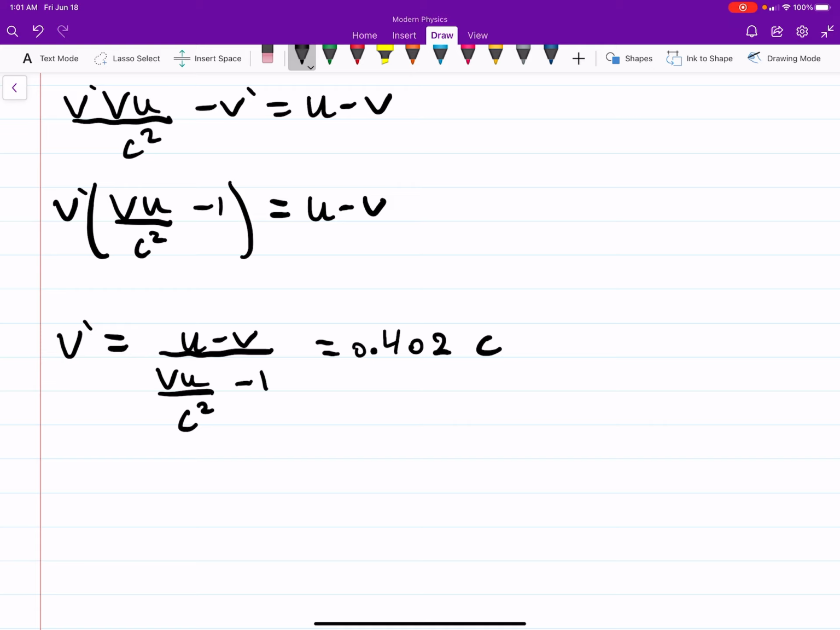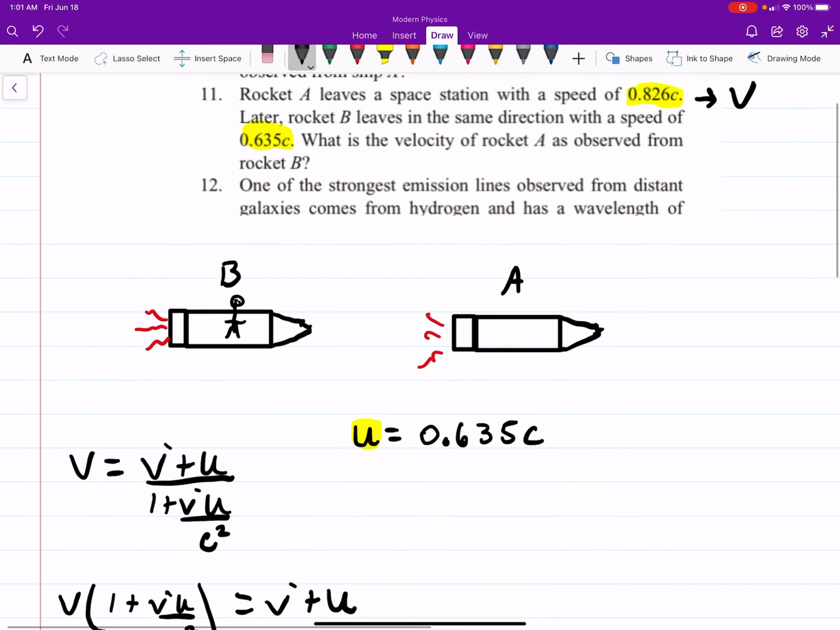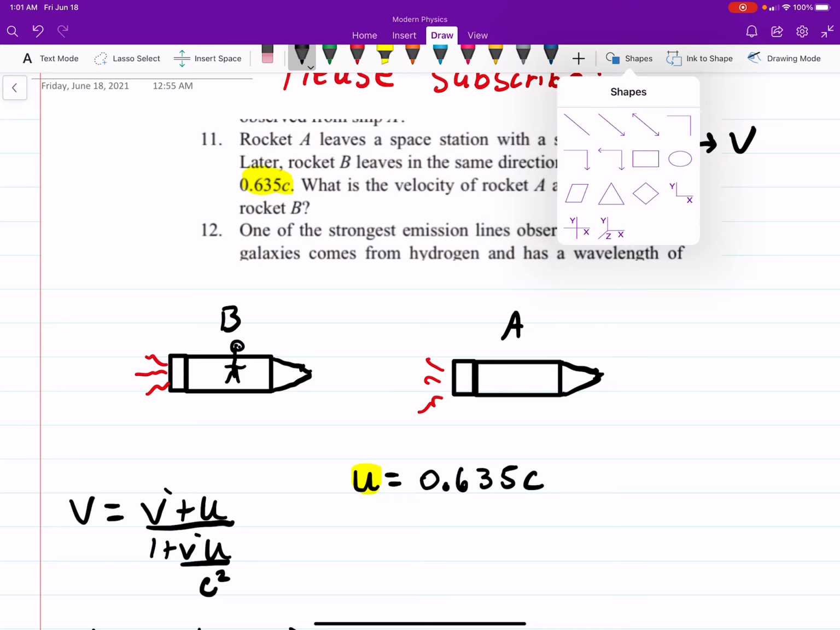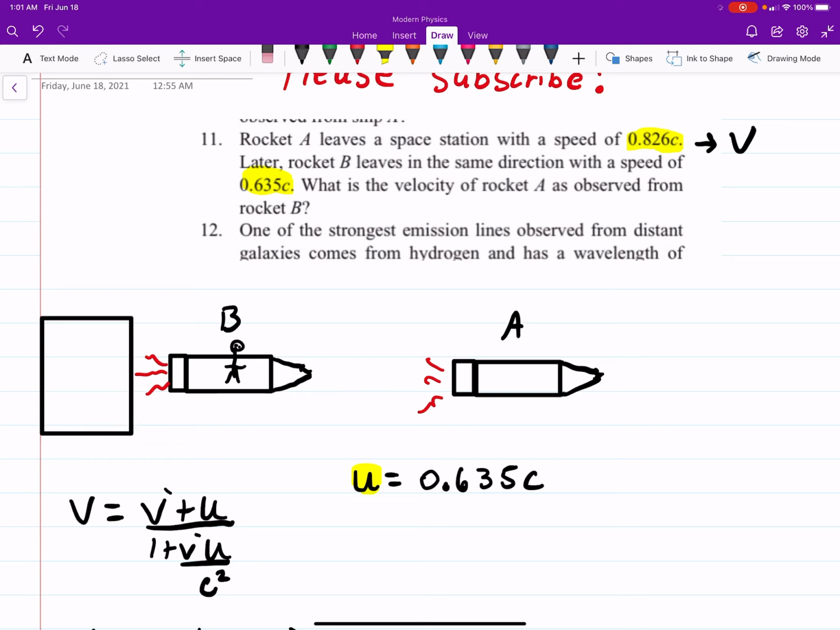Conceptually, does it make sense? Yes. Number one, it's below the speed of light, which is good. Anything over the speed of light doesn't make sense. And it also makes sense that the speed is less from the perspective of ship B than it is from, say, some space station over here. I'll just draw it, let's just say it's this. That's because they're both moving.